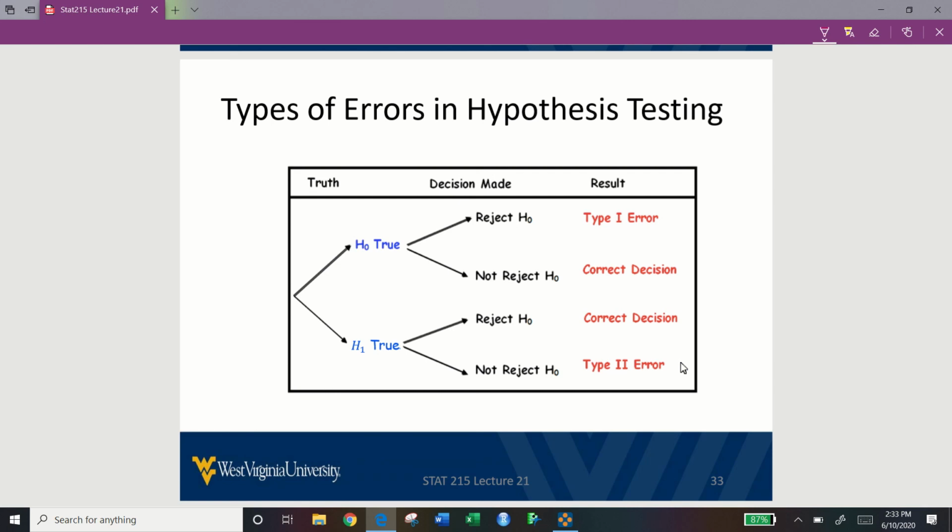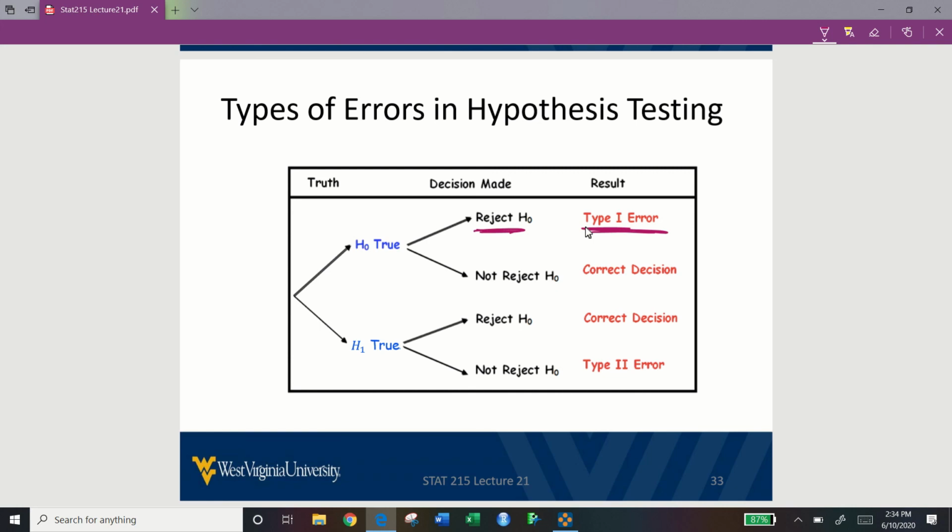Ideally, when the null hypothesis is true, we will make the decision to not reject the null hypothesis. If we make an incorrect decision, that is when a type 1 error occurs. When the null hypothesis is true, but we reject it. So again, the reality is that the null hypothesis is true, but we as statisticians tell the world it's false.